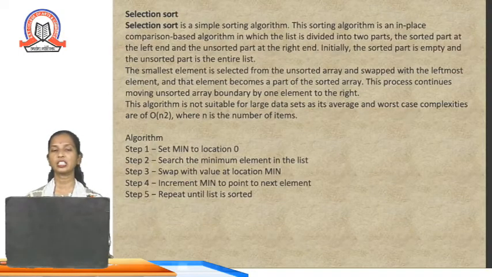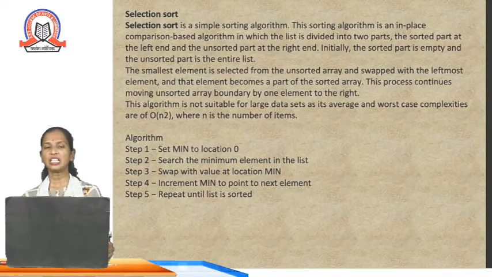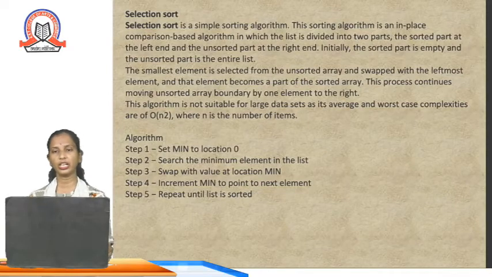Let us see the next technique, which is the selection algorithm. Selection algorithm is a simple sorting technique. This algorithm is an in-place comparison-based algorithm in which the list is divided into two parts. The first, sorted part is on the left and the unsorted part is on the right. Initially the sorted part is empty and the unsorted part has the complete list.